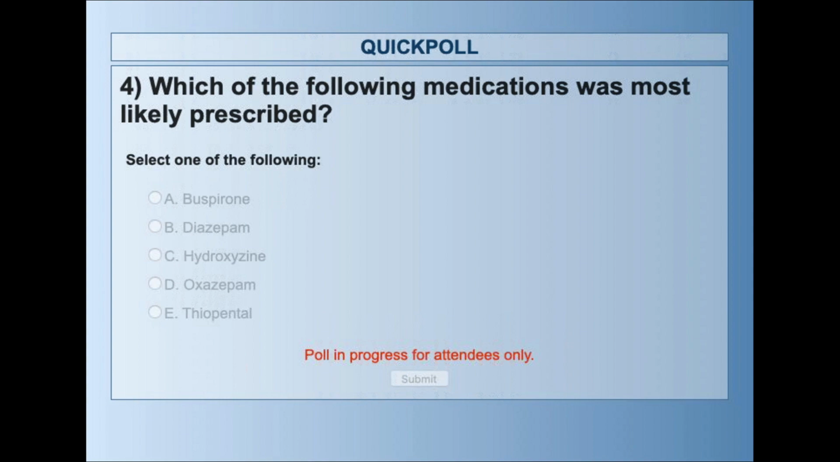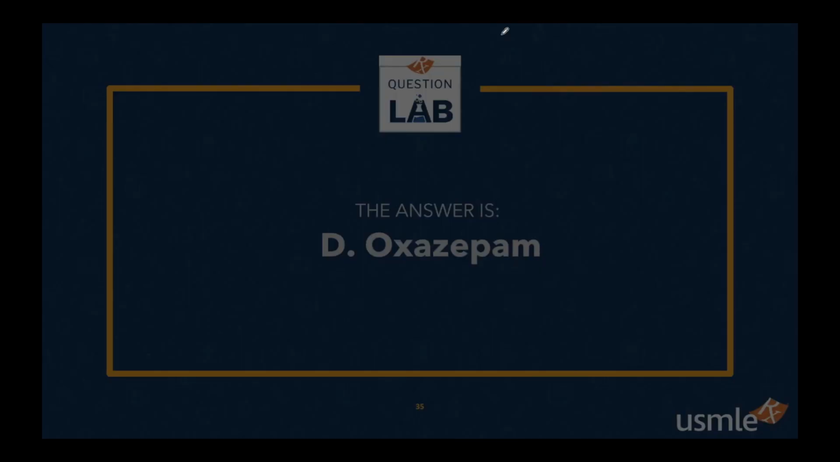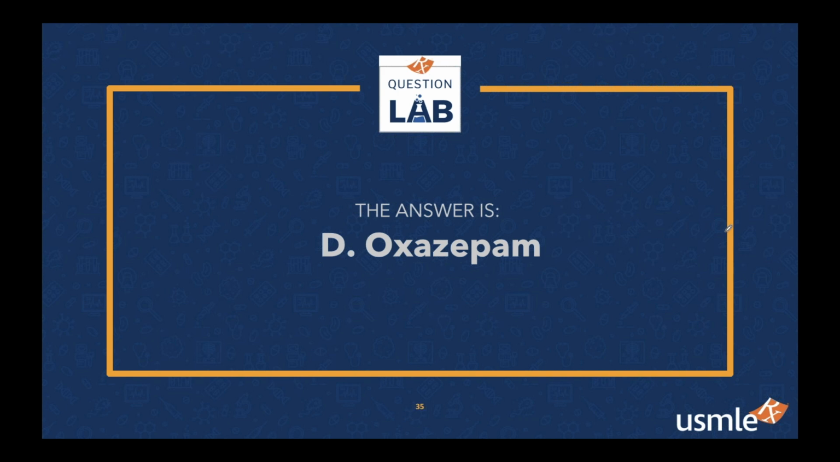All right, let's take a look and see what you selected. Looks like in first place we have diazepam, and in second place we have oxazepam. Let's see what the correct answer is, and the correct answer is D, oxazepam, and 32% of you got it right. So another challenging question. Let me hand it off to Boris so we can explain the correct and incorrect answer choices. Boris. Thank you, Sean. Yes, definitely a tough question.